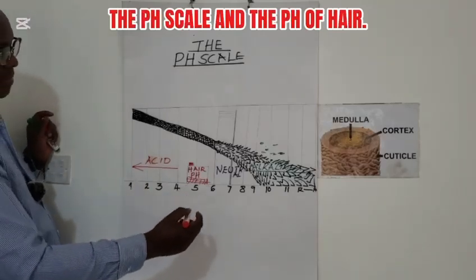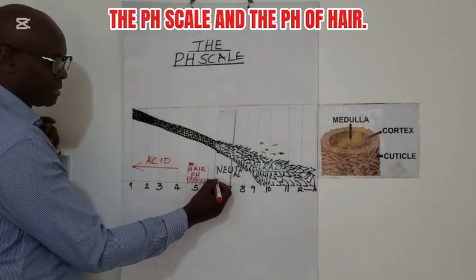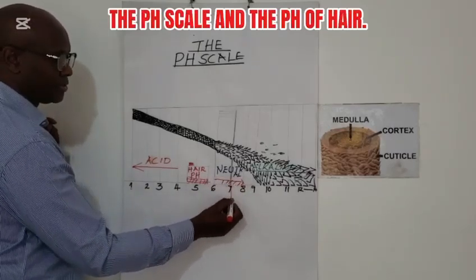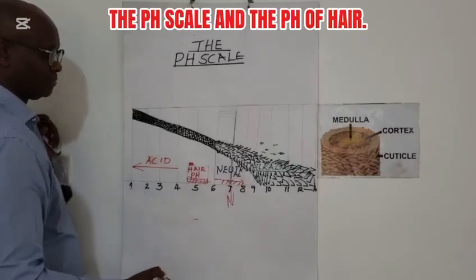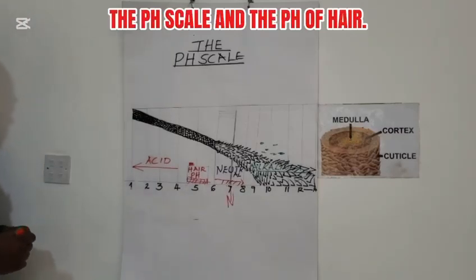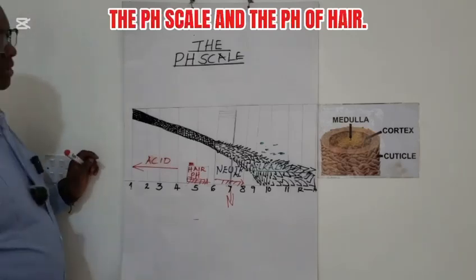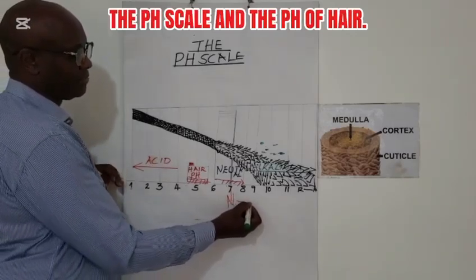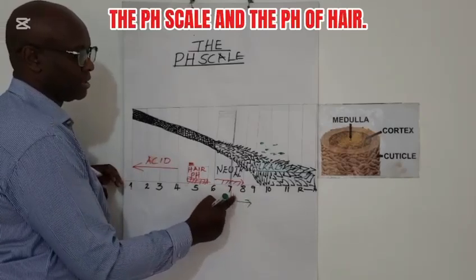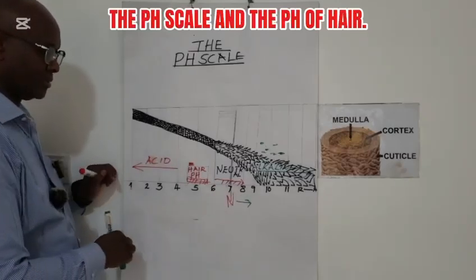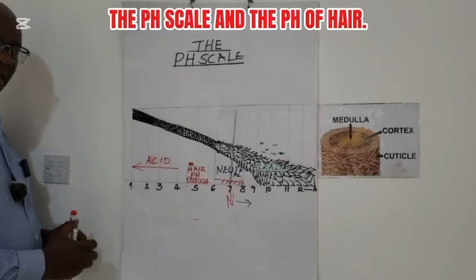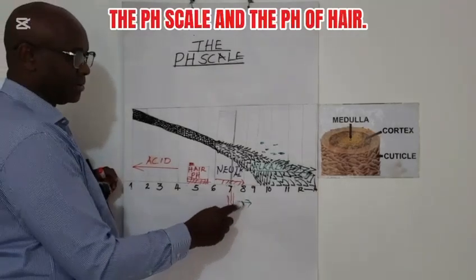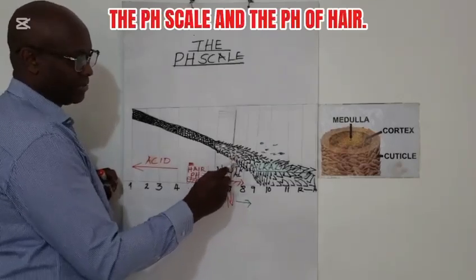Now, normally, if you are using pure water, pure water should give you a neutral. But in most cases, because of different activities, most of the water we use is above 7 points. It should be 7, but you find 7 point something, and so on. So this water is alkaline in nature. It means the water you are using alone will have an impact on your cuticles.